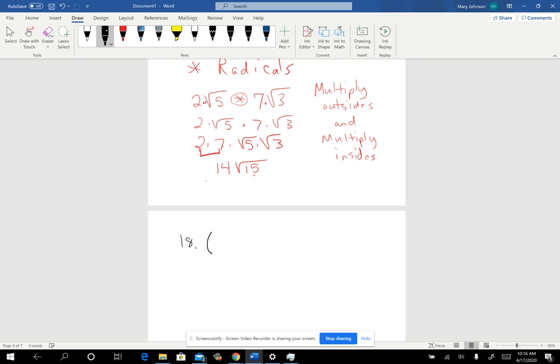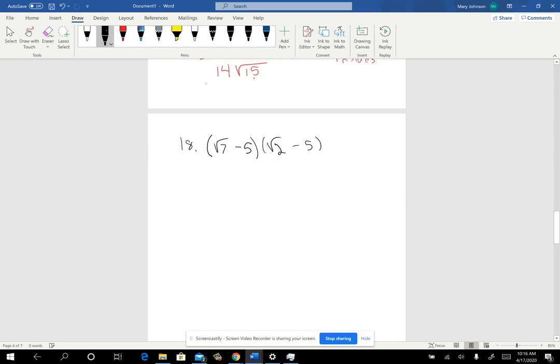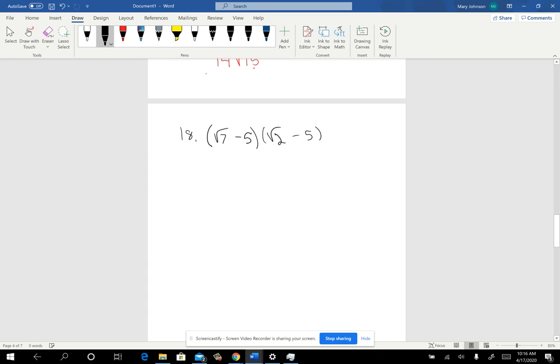On 18, we have two binomials that we're going to try to multiply. One of them is square root of 7 minus 5, and one of them is square root of 2 minus 5. First, we're going to use what we did back with multiplying polynomials. We're going to FOIL. We're going to multiply the square root of 7 throughout, distribute it throughout, and then come back in and distribute the negative 5 throughout.